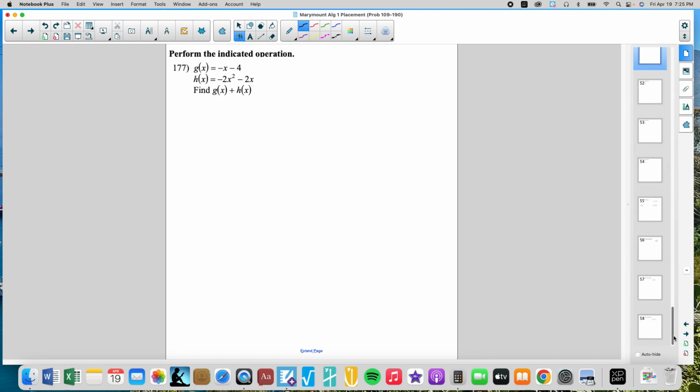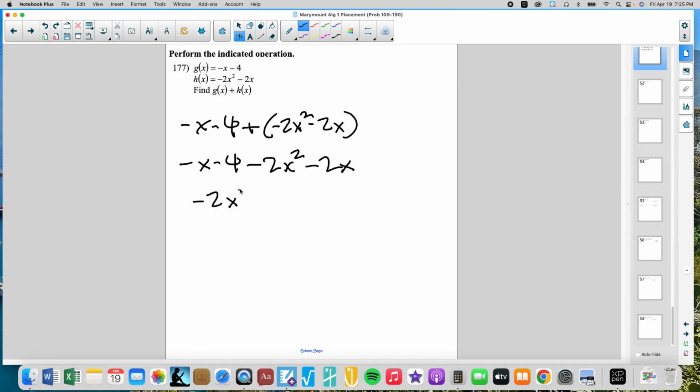Okay, we can see the bottom. We can see it. G of x is just going to be negative x minus 4 plus h of x, which is the quantity negative 2x squared minus 2x. Distributing that positive doesn't change anything, so that just becomes that. We're going to put it in standard form, and we're going to combine like terms, which is negative 3x minus 4. I don't think we have to factor. Pretty sure you can just leave it like that.